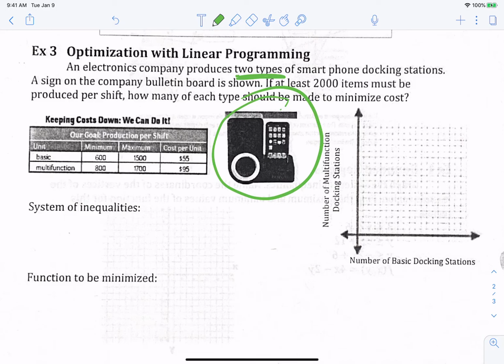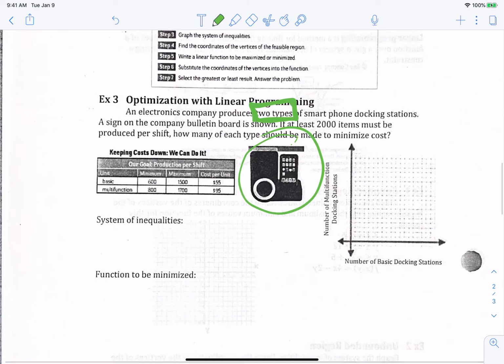All right, so what are the 2 types? We have 2 types of docking stations. What are the 2 types called? Look and see. Basic and multifunction. Which one is x and which one is y? Basic. Wait. Doesn't matter. Y is docking.